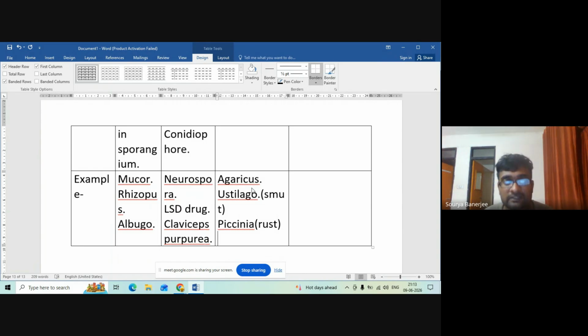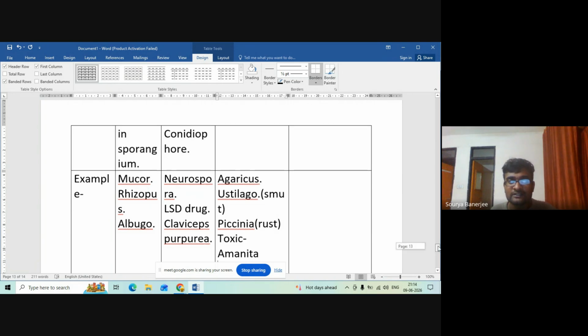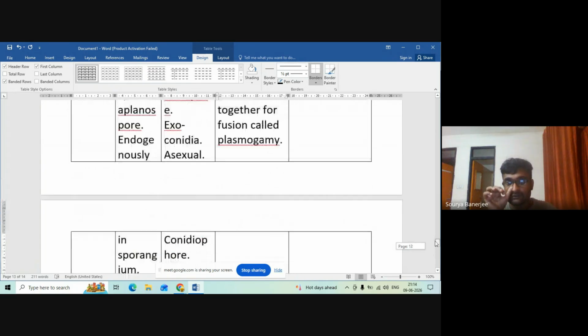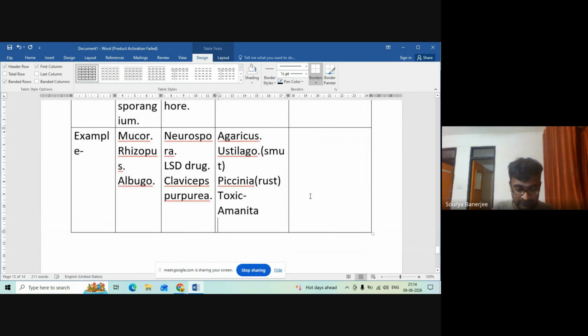Okay. Now there is a fungus which creates toxic chemicals. The name of it is Amanita. Another one is bracket fungi. I told you basidiomycetes means bracket fungi. What is that bracket fungus called? Fusarium. Fusarium is normally found in wood.